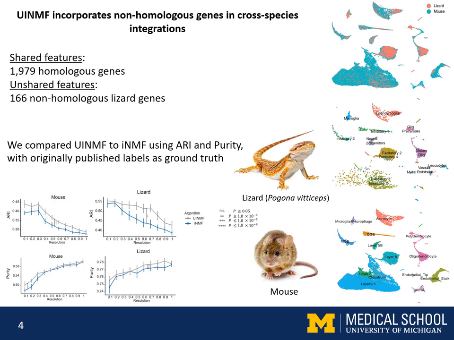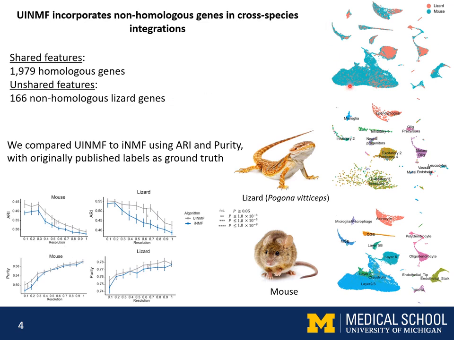To explore other analysis spaces where UINMF might be beneficial, we performed a cross-species integration analysis between a single-cell lizard dataset and a single-cell mouse dataset. As our shared features, we used the 1,979 homologous genes between the two species, and for our unshared features, we used 166 non-homologous lizard genes.